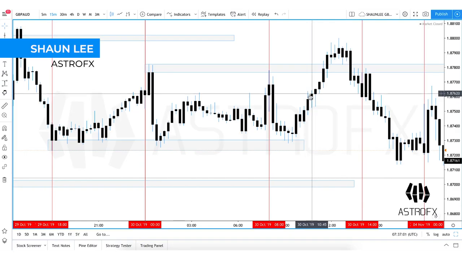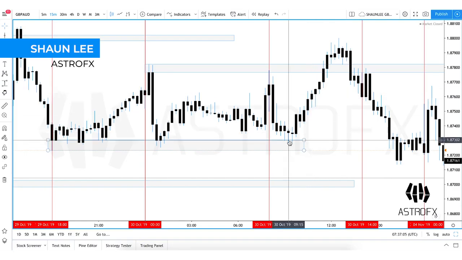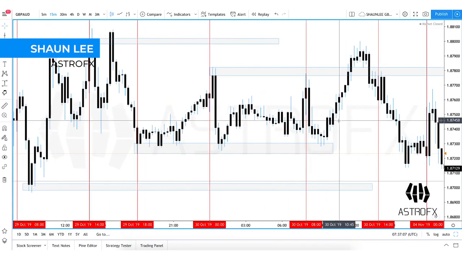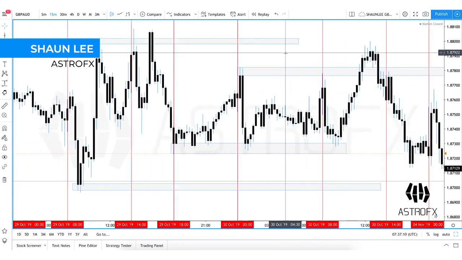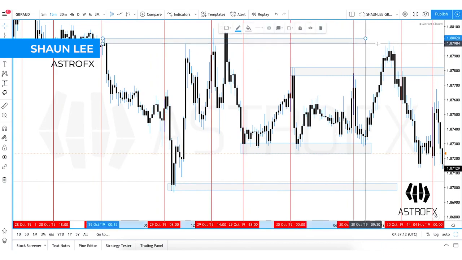This is where retail people get in. Then by the time retail people are in the trade, we've already made 30 pips, and their risk reward is pretty poor. So on and so forth. Right, so that's the previous Asia high right there.